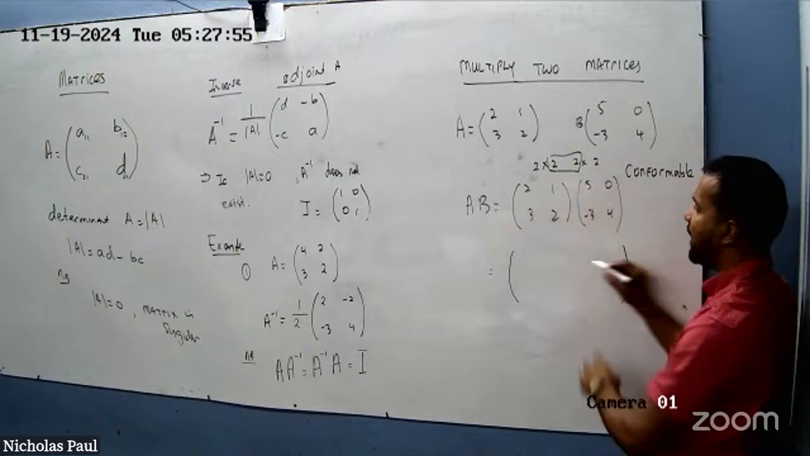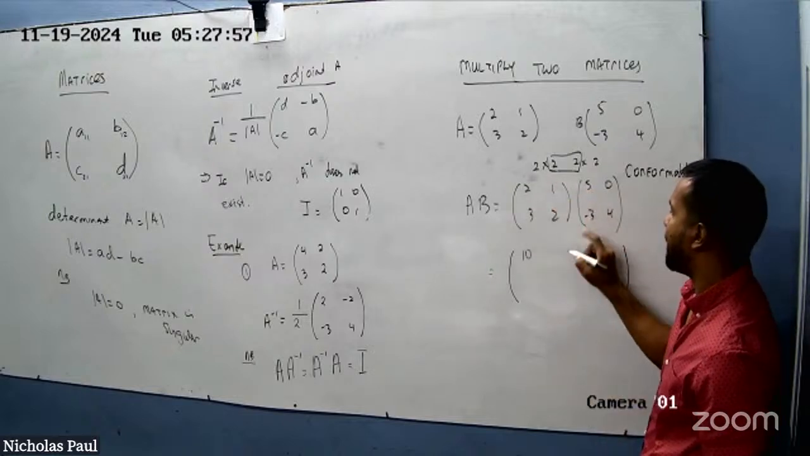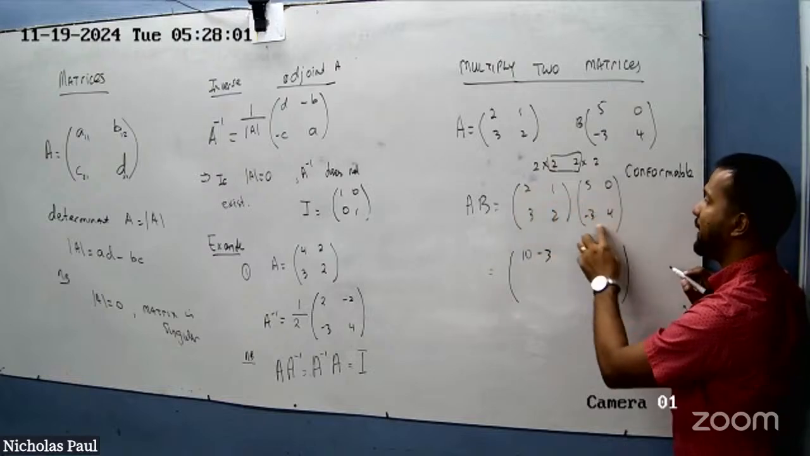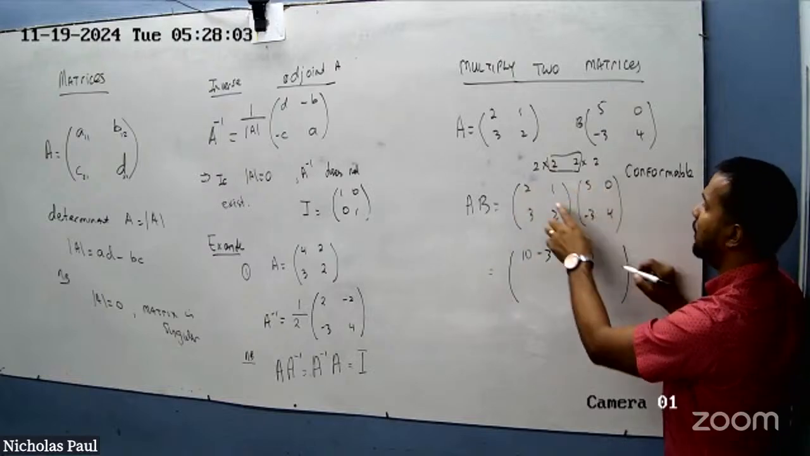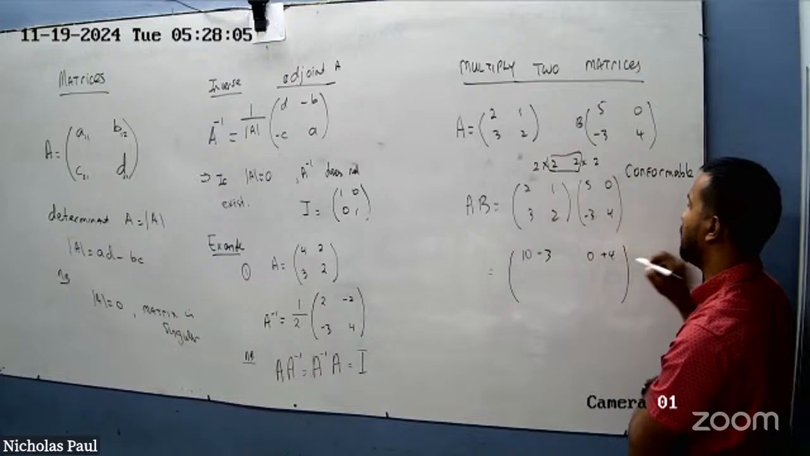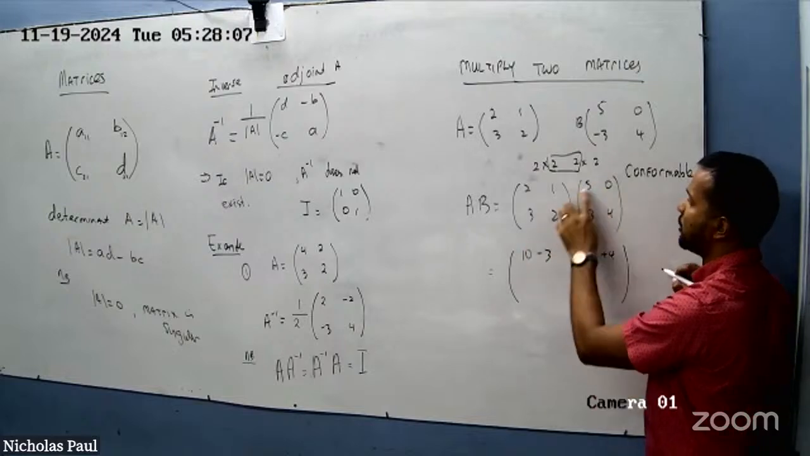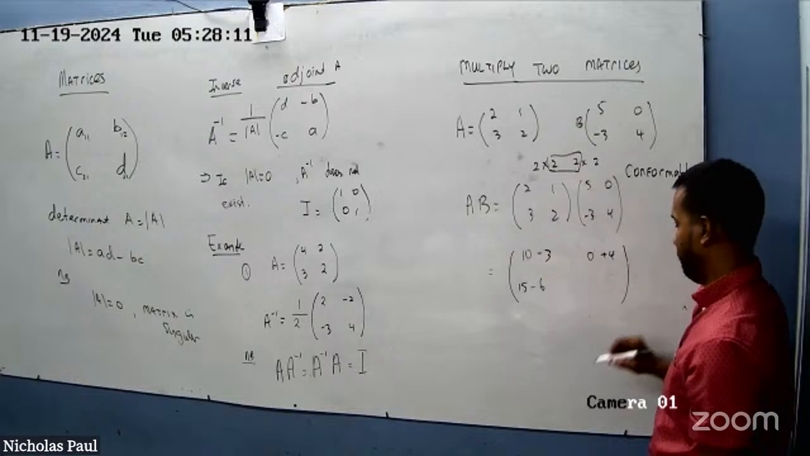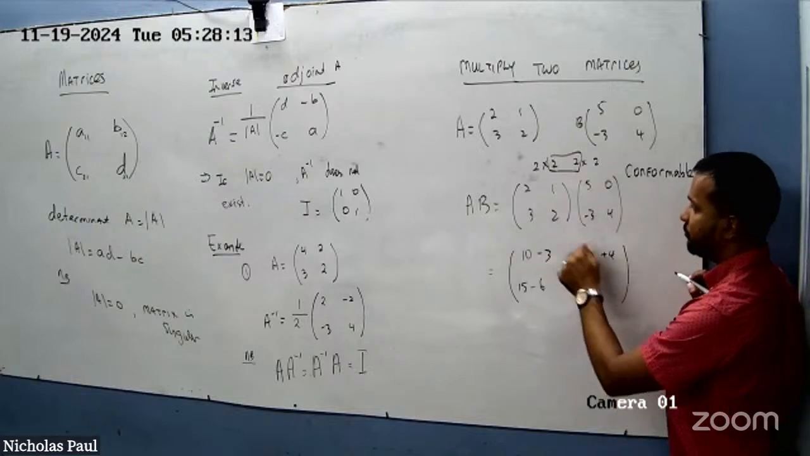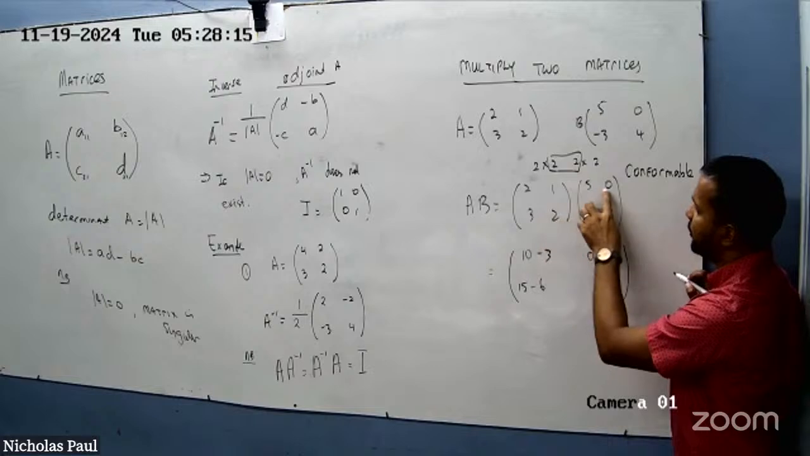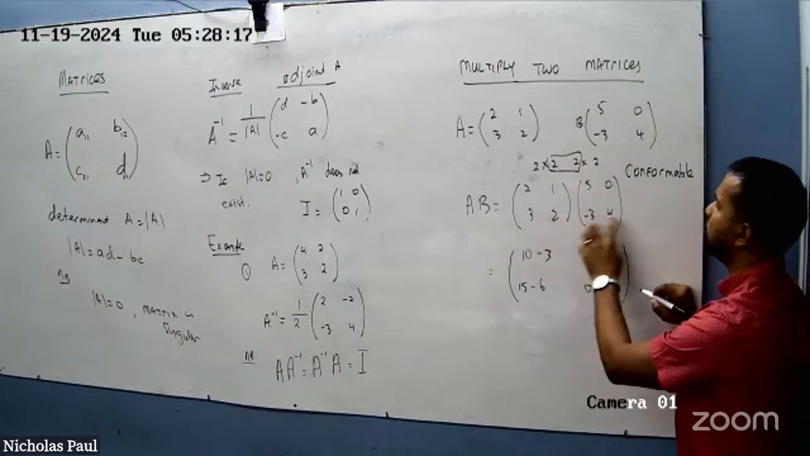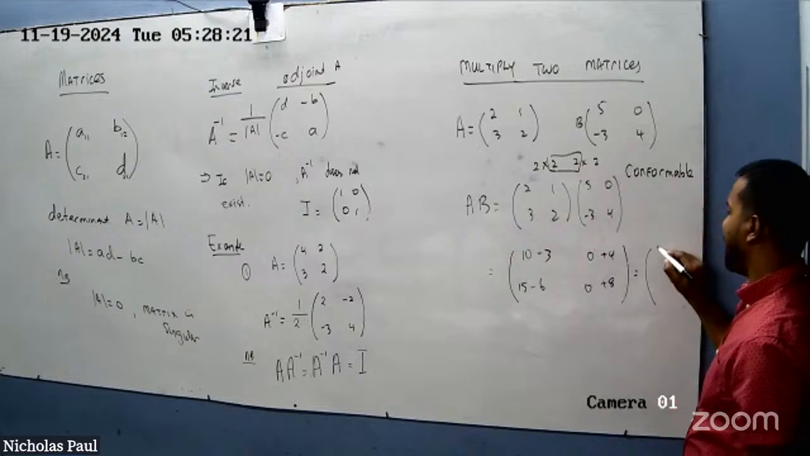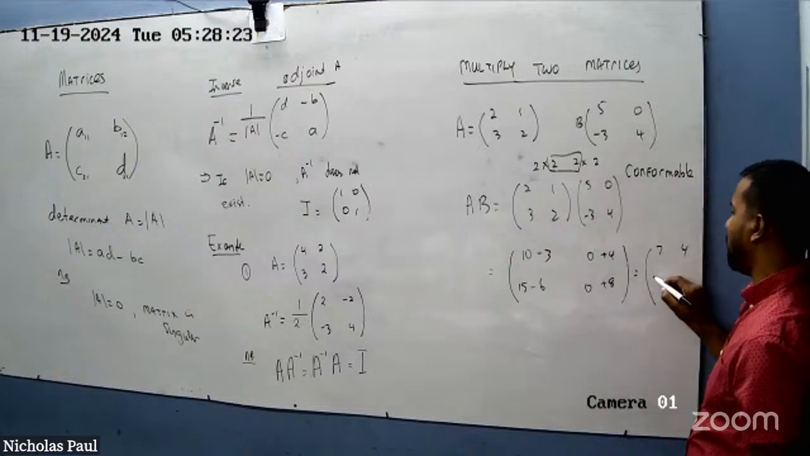2 by 5, 10, 1 by minus 3. Then row by column again, 2 by 0 is 0, 1 by 4 is 4. Row by column again, 3 by 5 is 15, 2 by minus 3, minus 6. Row by column again, 3 by 0 is 0, 2 by 4 is 8. So I got 7, 4, 9.